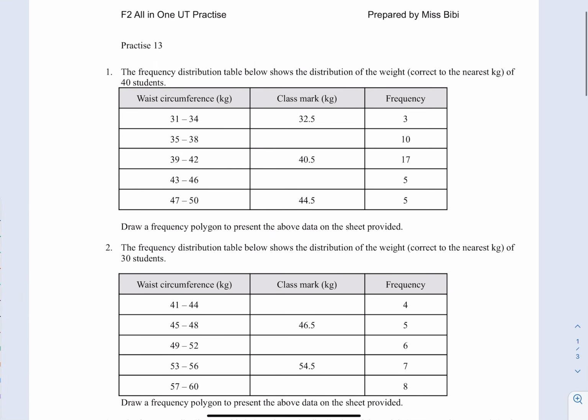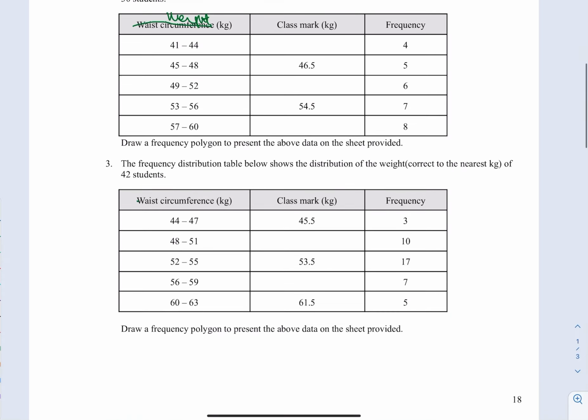Okay, so the first question here, you have waist circumference, you have class mark, you have frequency. Why do I have waist circumference here? I'm so sorry, this should be weight, not waist circumference, because the question on top is about the waist. So this whole thing should be erased and written as weight. Same goes here, weight. It's all weight. It's the same thing, just repeating the methods.